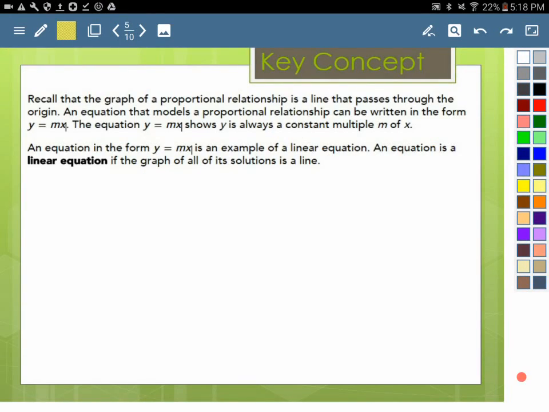All right, so let's go over the key concept of this lesson today. It says, recall the graph of a proportional relationship is a line that passes through the origin. An equation that models a proportional relationship can be written in the form y equals mx. The equation y equals mx shows y is always a constant multiple of x.